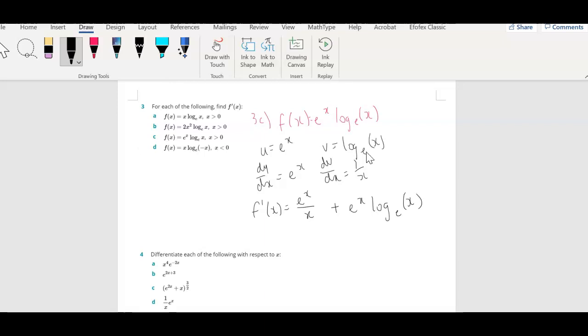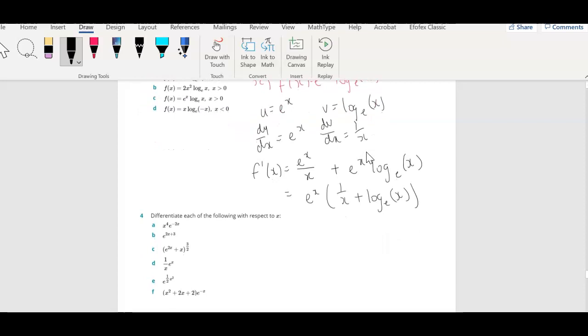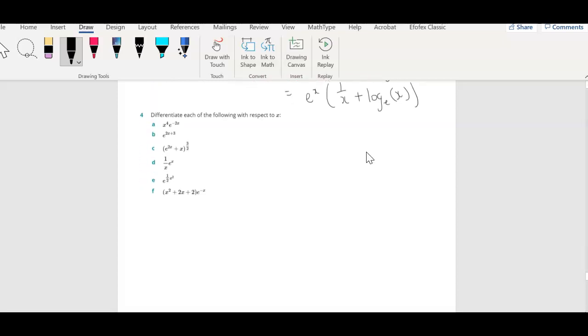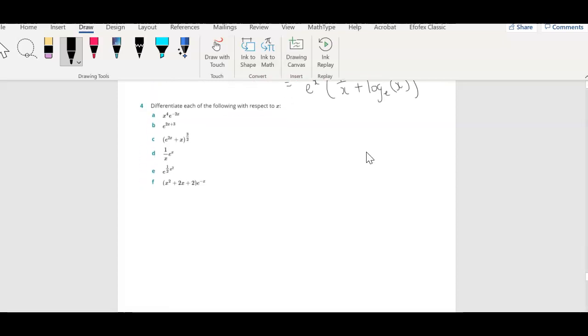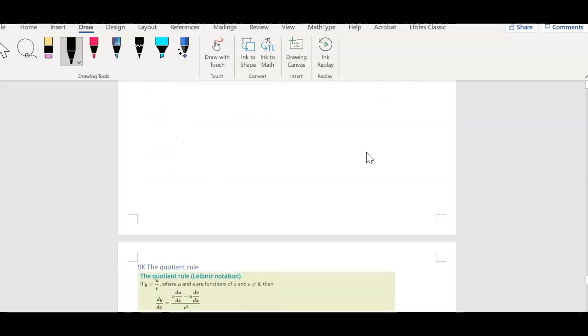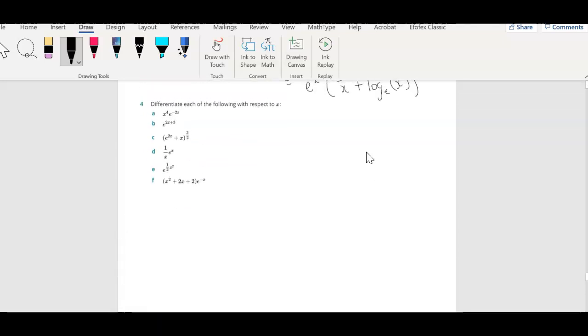All right, again, there's nothing wrong with leaving it like that, but I'm going to take out e to the x as a common factor. And we get that. All right, so not really that tricky, because if you can find the derivatives, you can use the product rule, and you can also do the chain rule, but we haven't learnt the chain rule yet. All right, so lastly, question 4, hopefully. Cool, and then we're moving on to the quotient rule.